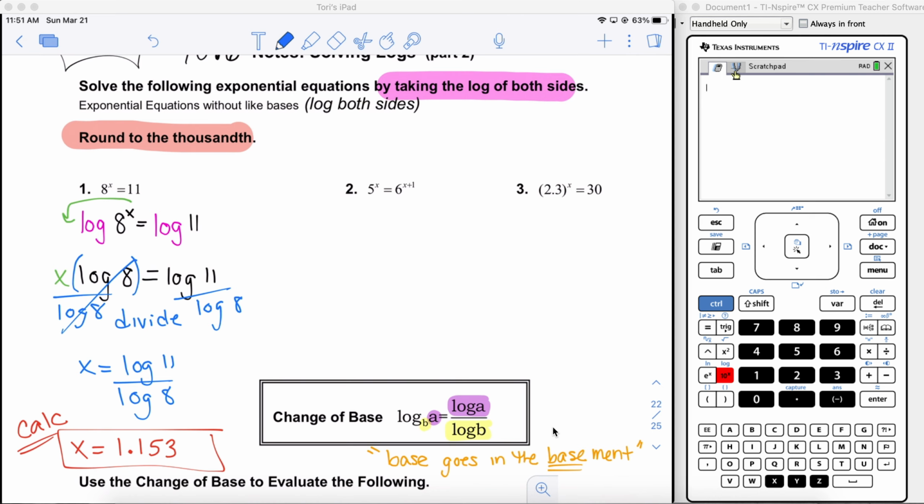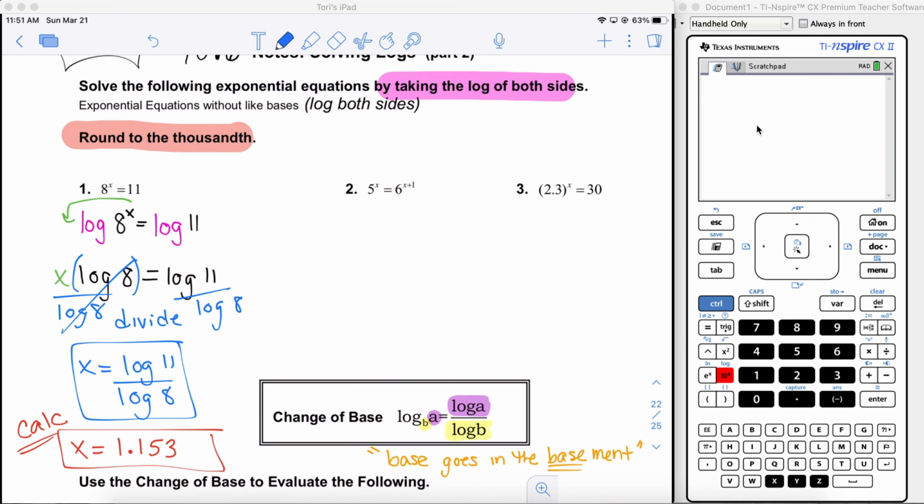So on the assignment, I want you to give me two answers. I want you to give me the log answer, so x equals log 11 over log of 8. And then I want you to also give me the calculator answer, and I'm going to show you how to get those on the Inspire and on Desmos.